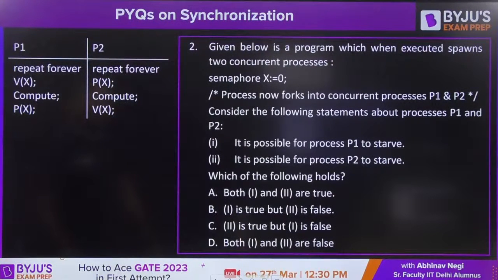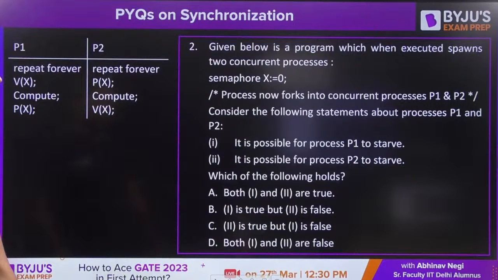Read it carefully. Given below is a program which when executed spawns two concurrent processes. So we have two processes, P1 and P2. Now the initial value of semaphore, that is x, is equal to 0. Initial value of semaphore is 0 here, right? And we have to find which of the following statements is or are true.